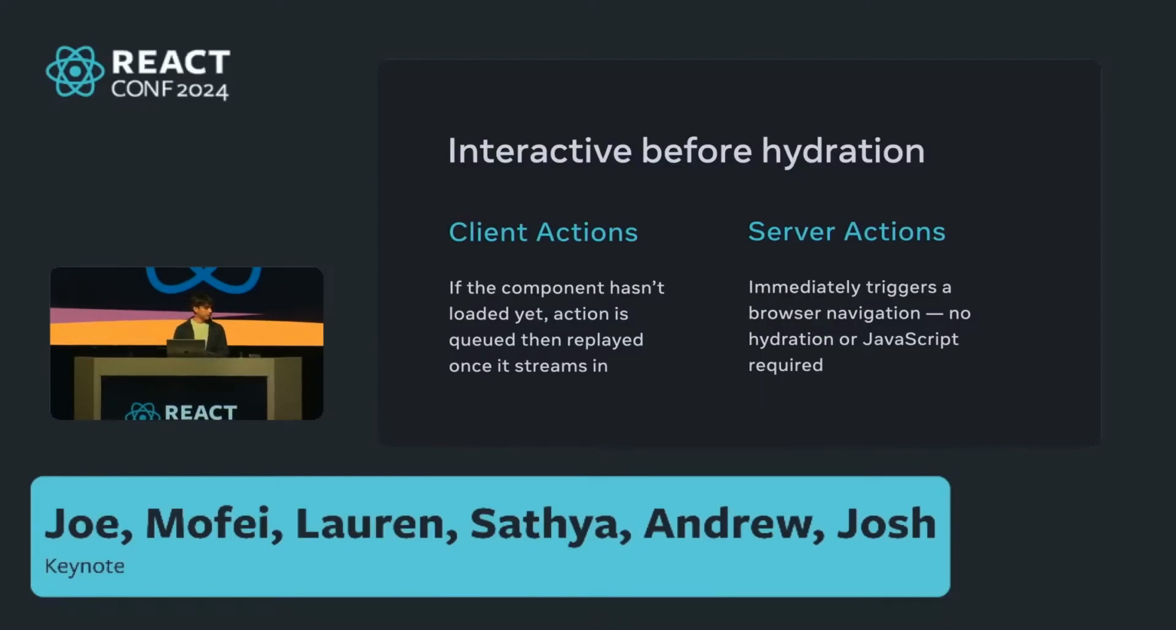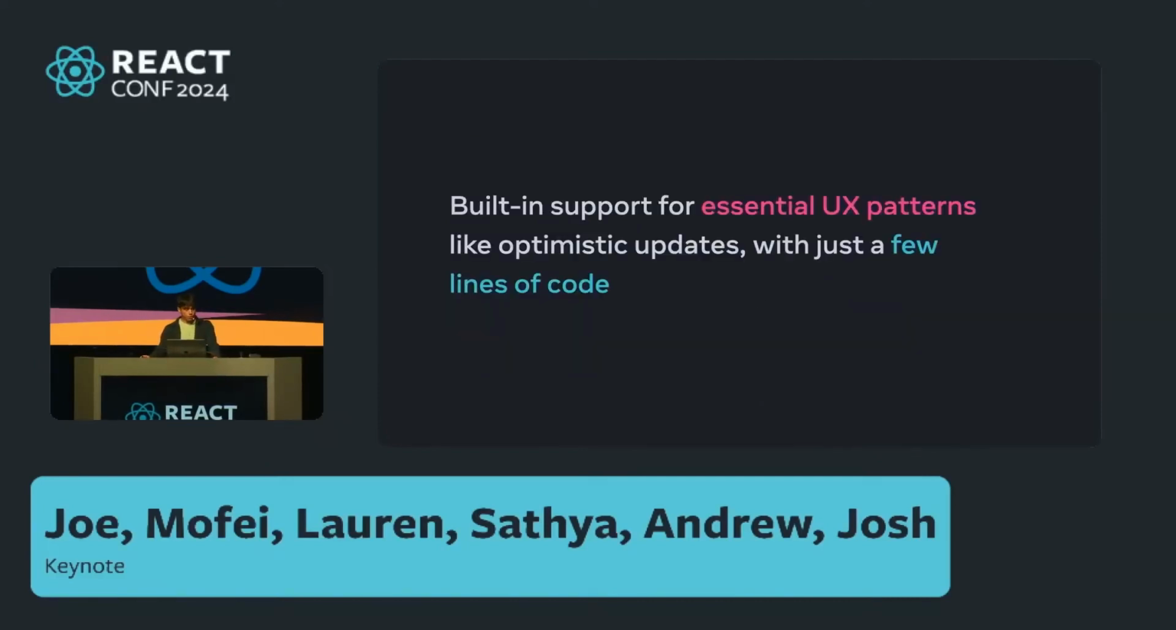Another area where actions really shine is in their handling of asynchronous logic. React actions have built-in support for UX patterns like optimistic UI and error handling. These are essential to building delightful user experiences, but they're notoriously difficult to implement correctly due to their asynchronous nature. Actions make these complex UX patterns super simple by deeply integrating with React features like suspense and transitions.